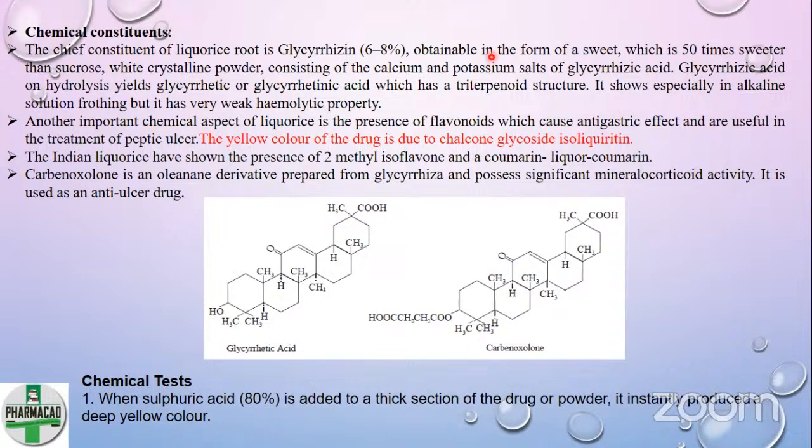It shows frothing especially in alkaline solution, but it has a very weak hemolytic property. Why is the hemolytic property weak? Frothing means the soap and foam test of saponin will be given, but it will not lead to hemolysis. It will break down the RBCs very slowly, and that is good in a way, because we are going to ingest it, right? So the weak hemolytic property is a good property of licorice.